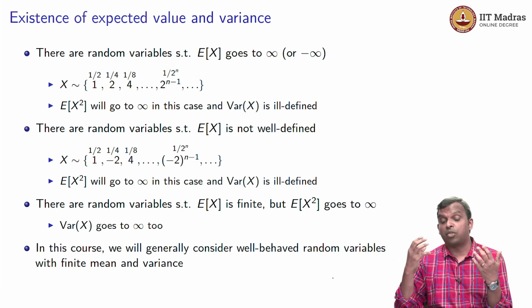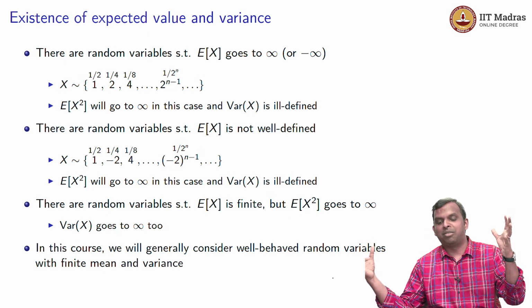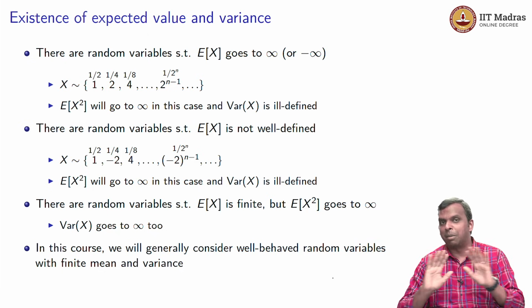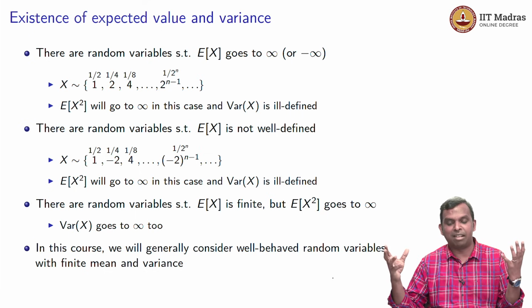When the expected value of X itself blows up, it turns out the expected value of X squared will also blow up. When two things are blowing up in different ways and you start subtracting, it doesn't make sense. So the variance of X is not well defined in this case.